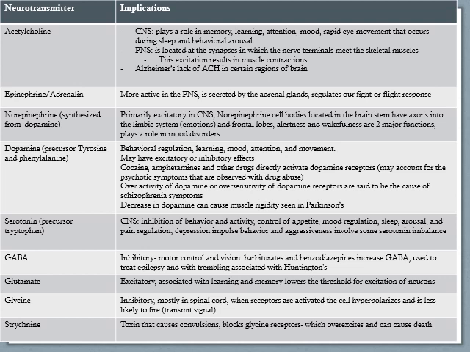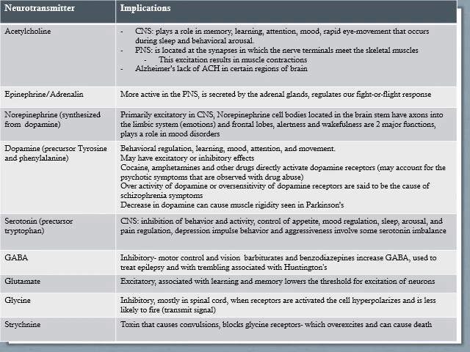It's important to know that in Alzheimer's disease, there is a lack or deficiency of acetylcholine in certain regions of the brain. Next is epinephrine or adrenaline. This is more active in the PNS. It is secreted by the adrenal glands and regulates our fight or flight response, along with norepinephrine, because they act on opposites, which we'll get to. Norepinephrine is synthesized from dopamine. It's primarily excitatory in the CNS.